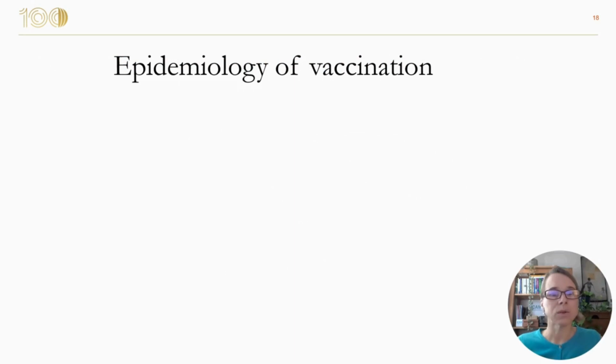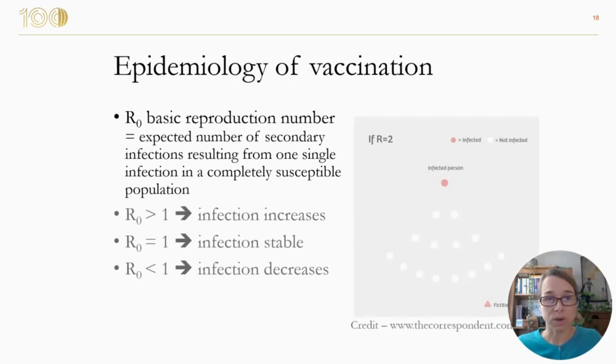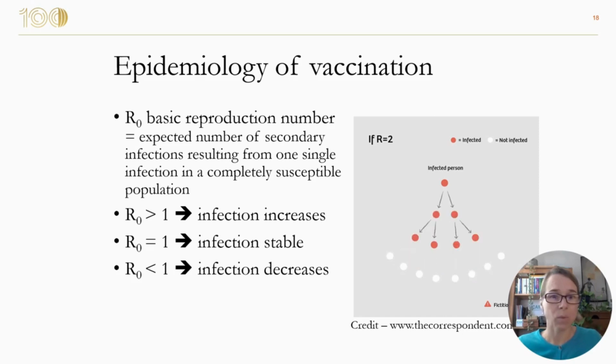To explore the mechanism by which it does that, let's go back to basic epidemiology. We all know about the basic reproduction number, or R0. This tells us on an average how many individuals an infected individual can infect. So when R0 is greater than 1, as we see in this animation, the number of infections increase. When R0 is equal to 1, the number of infections remain stable. And when it's less than 1, the infection decreases.